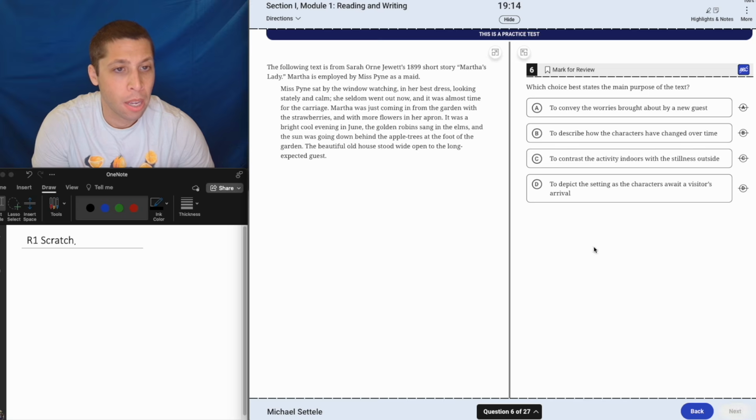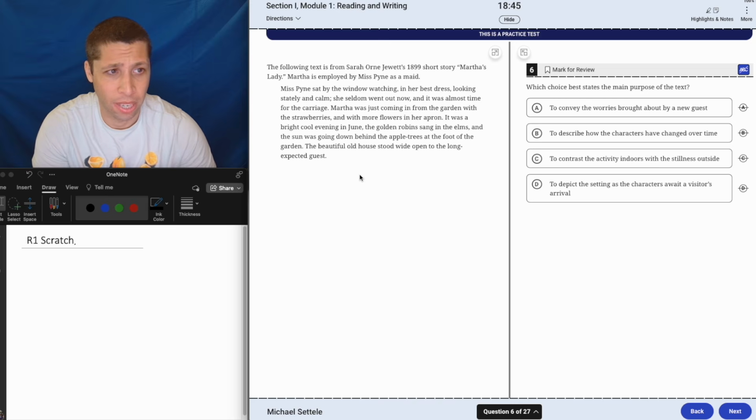So easy. Main purpose. Martha is employed by Miss Pine as a maid. Miss Pine sat by the window watching in her best dress, looking stately and calm. She seldom went out now, and it was almost time for the carriage. Martha was just coming in from the garden with the strawberries and with more flowers in her apron. It was a bright, cool evening in June. The golden robins sang in the elms, and the sun was going down behind the apple trees at the foot of the garden. The beautiful old house stood wide open to the long-expected guest.